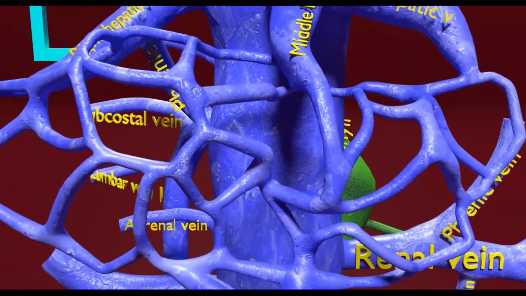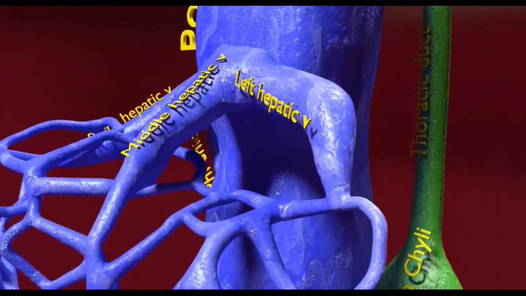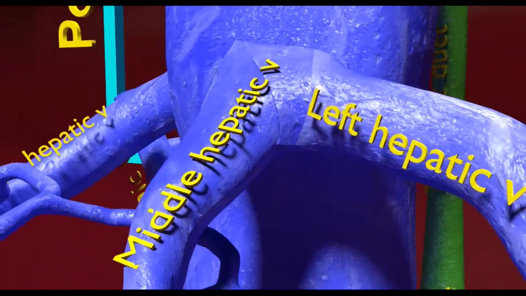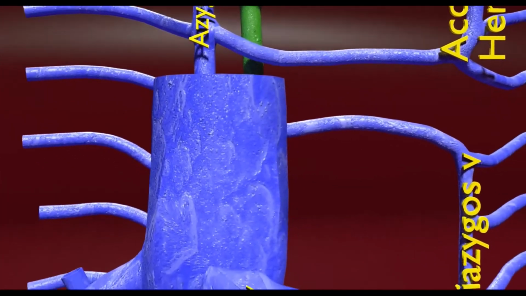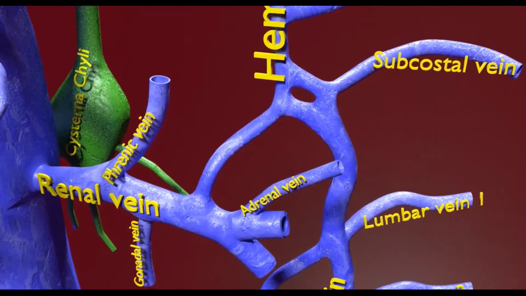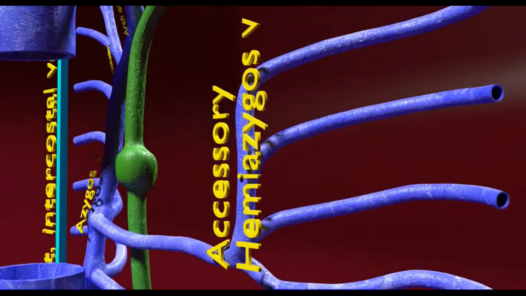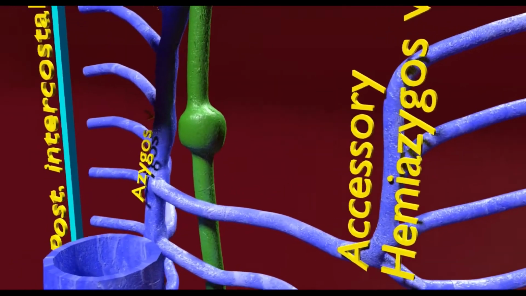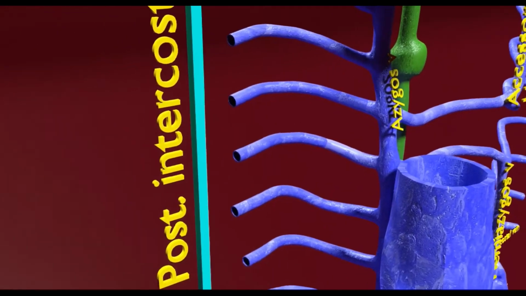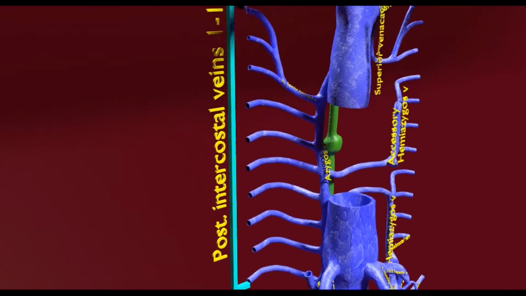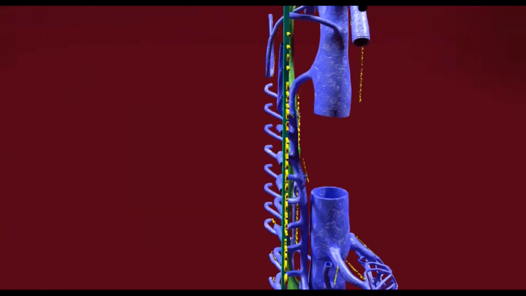Hepatic veins drain the deoxygenated blood from liver and drain into inferior vena cava. There are 3 hepatic veins draining from left, right and middle part of the liver. Azygous vein and the hemiazygous vein, when taken together, serve as left side equivalent of azygous vein. Azygous vein drains most of the posterior intercostal veins on right side of the body, while hemiazygous vein and accessory hemiazygous vein drain most of the posterior intercostal veins of left side of the body.